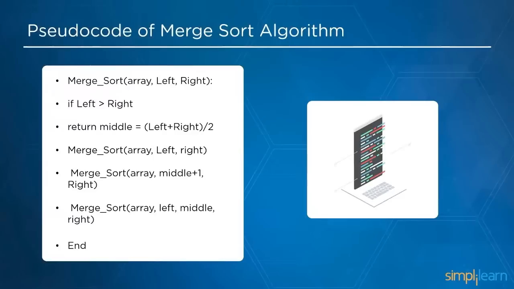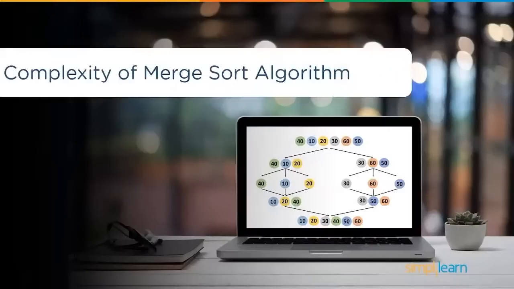Merge sort is called, and this function now has an array, a left variable and a right variable. By calling merge sort, we have array, left as middle plus 1, and the right variable. And finally, by calling merge, we have array, left, middle and right variables. In our upcoming segment, we will implement the merge sort method in a practical demonstration. In the next section, we will discuss the complexity of the merge sort algorithm.